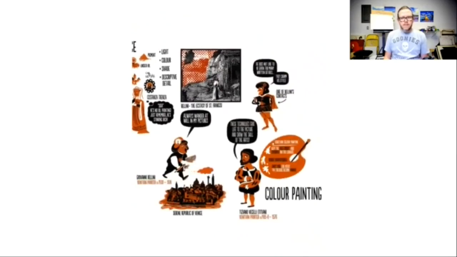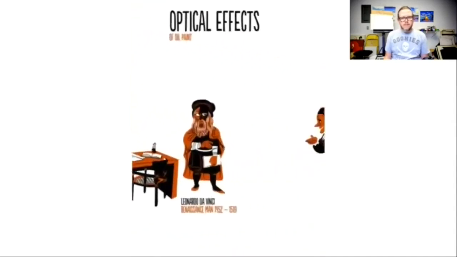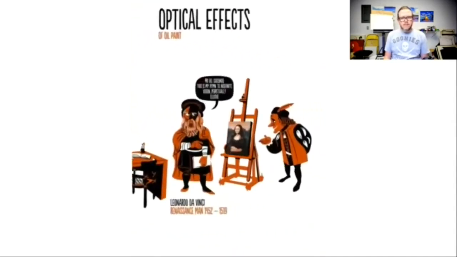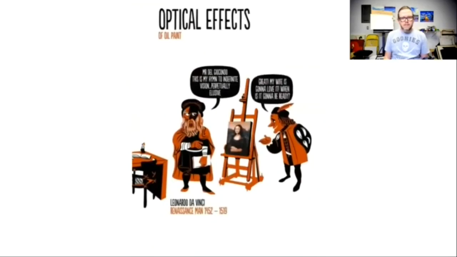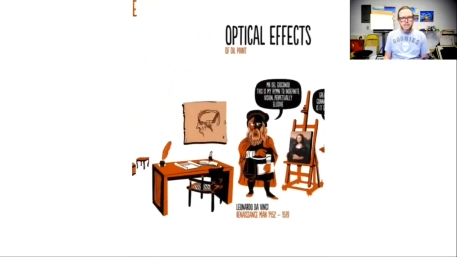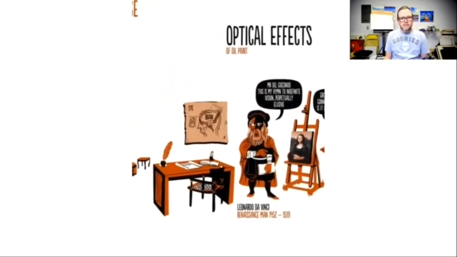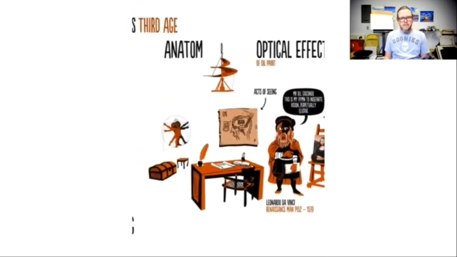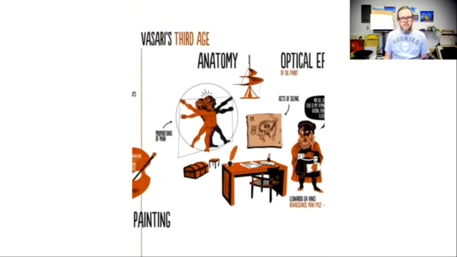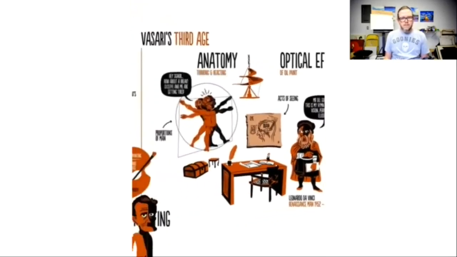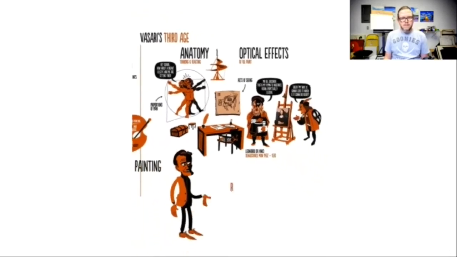The optical effects of oil paint were taken to new levels by Leonardo da Vinci. Painting was extended from the geometry of light to the ways that the eye and brain function in acts of seeing. Anatomy was extended into the processes of thinking and reacting. The job of the artist became to remake nature.